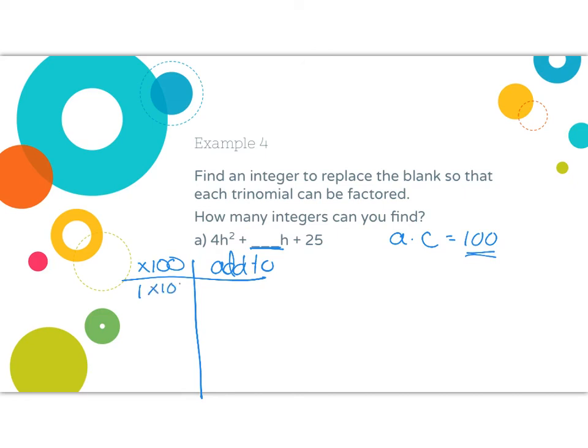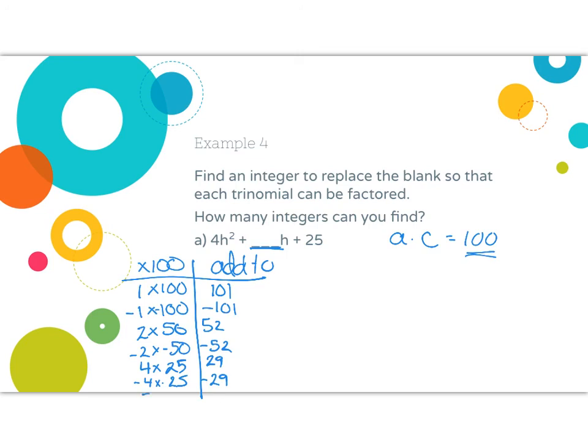So 1 times 100 is 100. We also know that negative 1 times negative 100 is still positive 100. So 1 times 100 works, and 100 plus 1 is 101, and this will be negative 101. We can also have 2 times 50, or negative 2 times negative 50, if you've seen this trend here. These two numbers add to 52 and negative 52. I can have 4 times 25, or negative 4 times negative 25. So 4 plus 25 is 29, or negative 29.